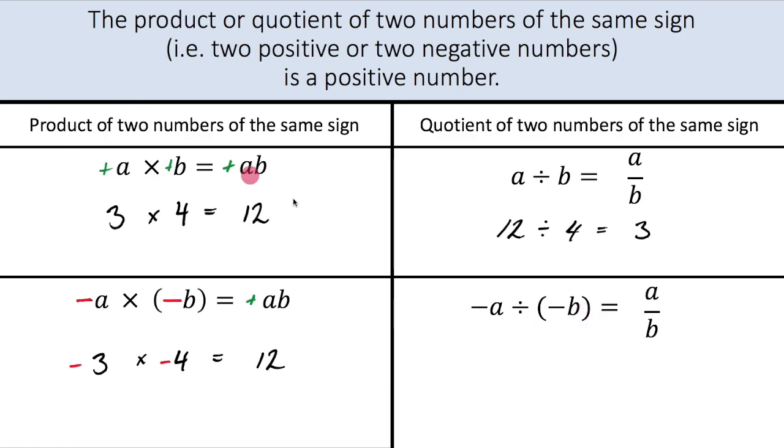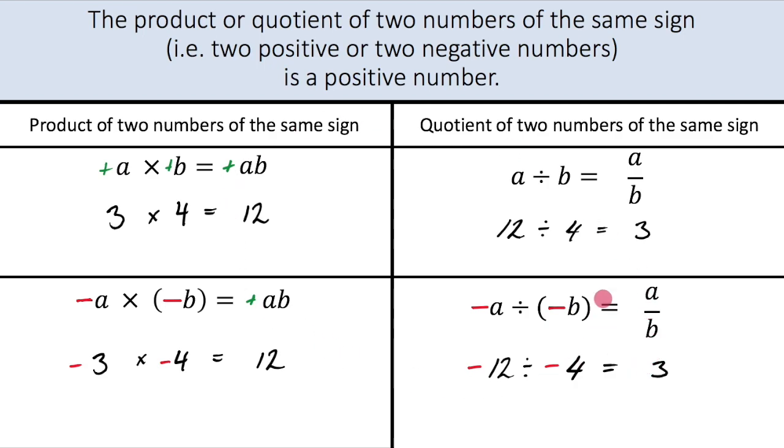So here you can see that I have a negative number divided by a negative number, and my answer is positive. So if I was to give you an example of this, it's going to be negative 12 divided by negative 4, which is equal to 3. So negative 12 divided by negative 4 is equal to 3. So notice the fact that when I'm dividing two negative numbers, my answer is going to be positive.